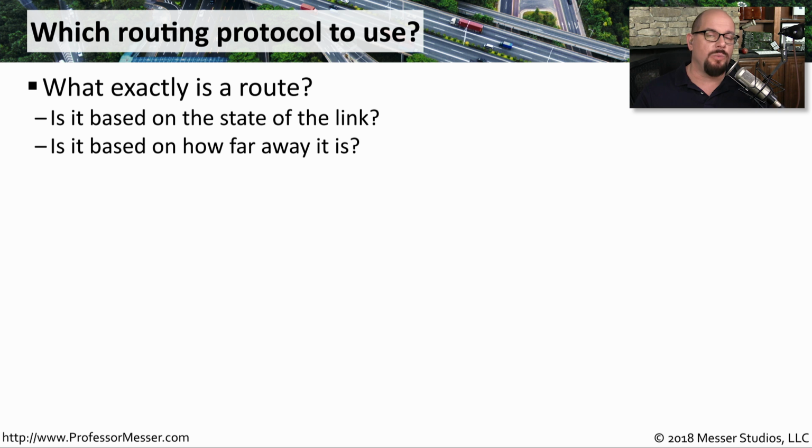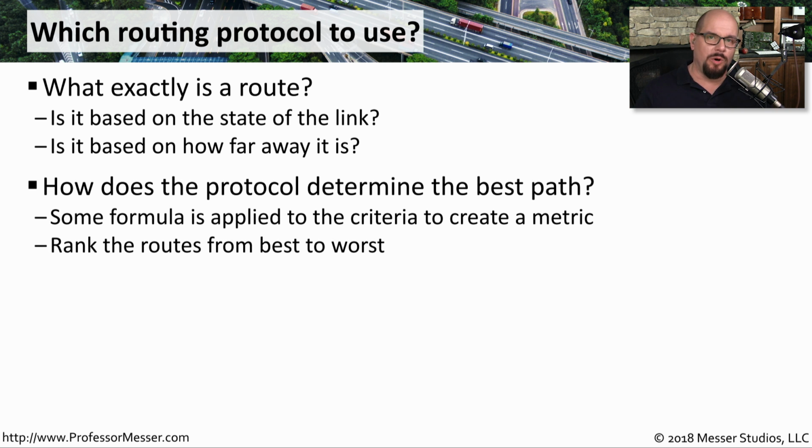Does the router decide what path to take based on the state of the link, or does the router determine how far away the particular connection might be and make its routing decisions that way? There has to be some type of formula that's used by the router to be able to gather all of this information about the network and be able to create a list of best routes to worst routes.